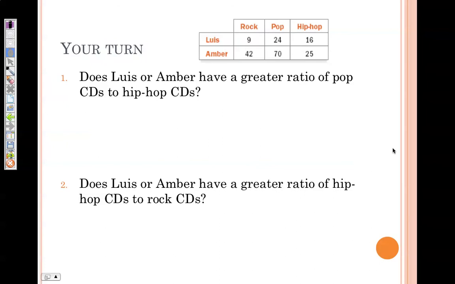All right, guys, now it is your turn. Using the music table above of Luis and Amber's CDs, please answer these 2 questions. Your teacher will go over them with you tomorrow in class. Have fun.